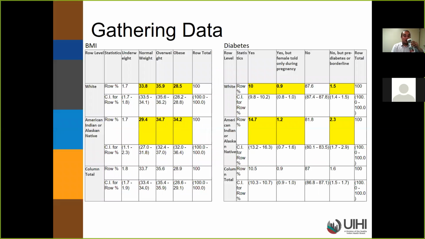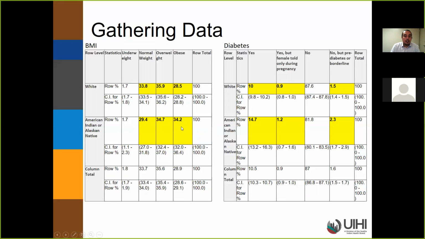So here we have information obtained from the BRFSS. I think this is 2015. Here we have estimates for body mass index for both whites and American Indians and Alaska Natives, and those endorsing having been diagnosed with diabetes. This is split up into three categories: those who only had diabetes during pregnancy, those who had diabetes, and those who were borderline or pre-diabetic. Additionally, we have normal BMI categories: underweight, normal weight, overweight, and obese.